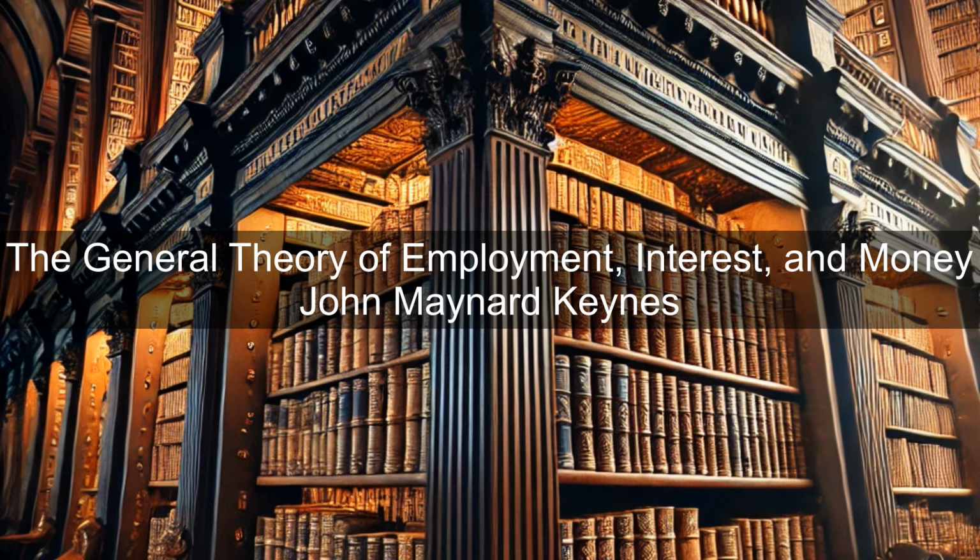Well, right off the bat, in Book I, Keynes dismantles some of the core assumptions of classical economics. Remember Say's law, the idea that supply creates its own demand? Keynes argues that's simply not true, especially during economic downturns. So you can produce all the widgets you want, but if people don't have the money to buy them, those widgets just sit on the shelves and you end up with unemployment.